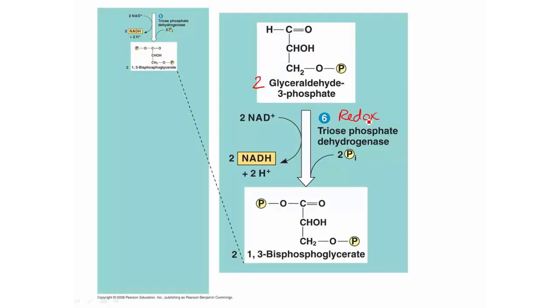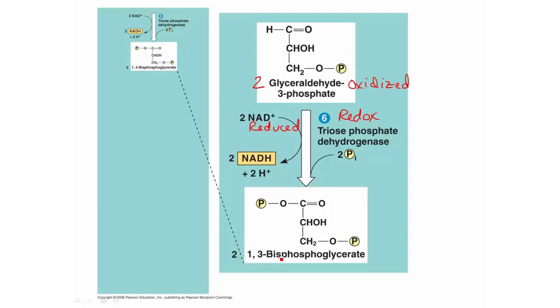As a redox step, we should be able to identify the reduction part and the oxidation part. Notice that NAD plus is going to gain electrons, so we would say that it is getting reduced, and the glyceraldehyde 3-phosphate is going to lose electrons, so we would say that it is getting oxidized.